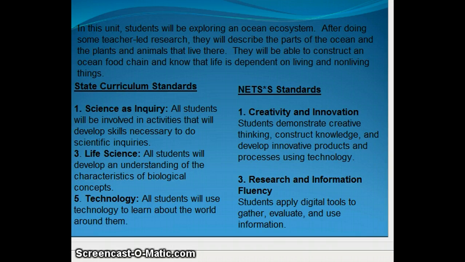And the NETS standards for students. Standard 1, Creativity and Innovation. Students demonstrate creative thinking, construct knowledge, and develop innovative products and processes using technology. And Standard 3, Research and Information Fluency. Students apply digital tools to gather, evaluate, and use information.